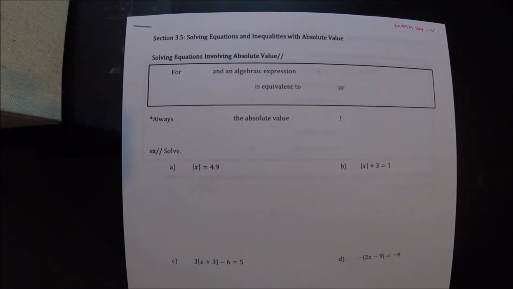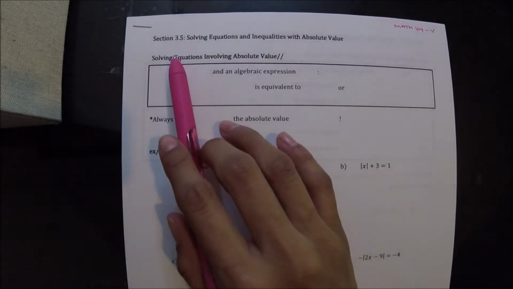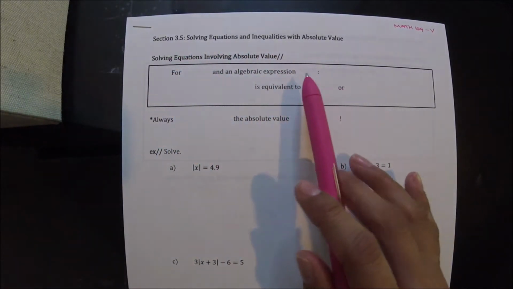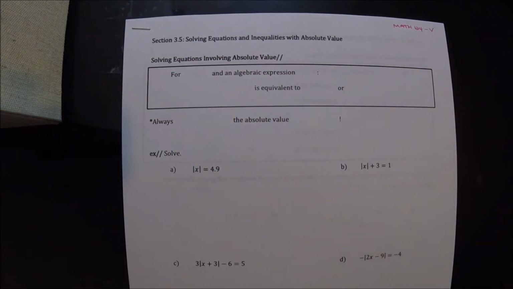Hey everyone, this is Remy, and this video is going to cover the Math 124 note outlines for Chapter 3, Section 5, Solving Equations and Inequalities with Absolute Value.